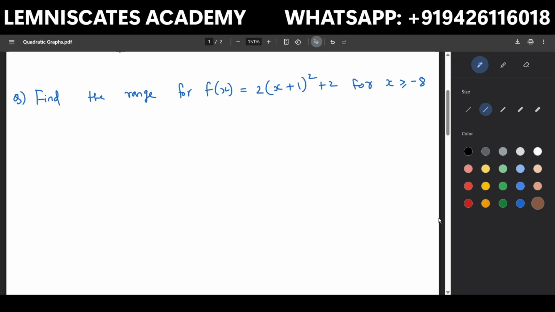And how to draw the graph? The first thing you need to know is what is the coefficient of x squared. As there is a positive outside, it means that the coefficient of x squared is positive. So 100% it's a U-shaped curve.